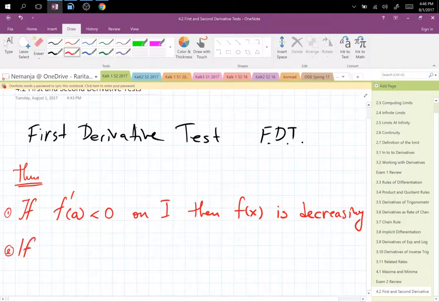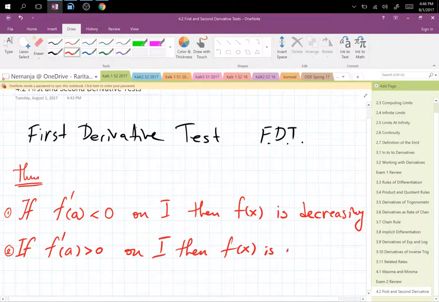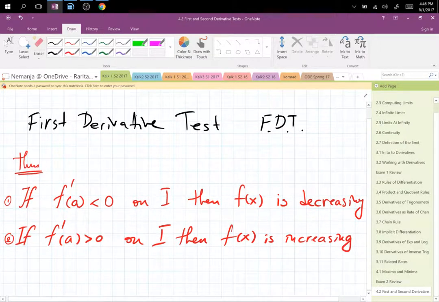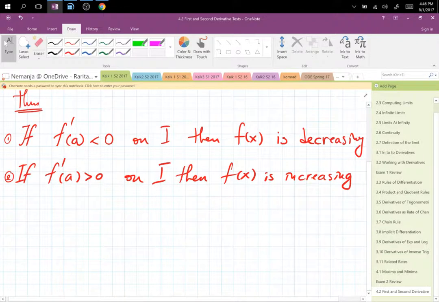If f prime of A is larger than 0 on interval I, then f of x is increasing. It's a very simple concept. You have to memorize this, obviously, because this is part of learning Calculus 1. And with this, we are able to analyze the function.